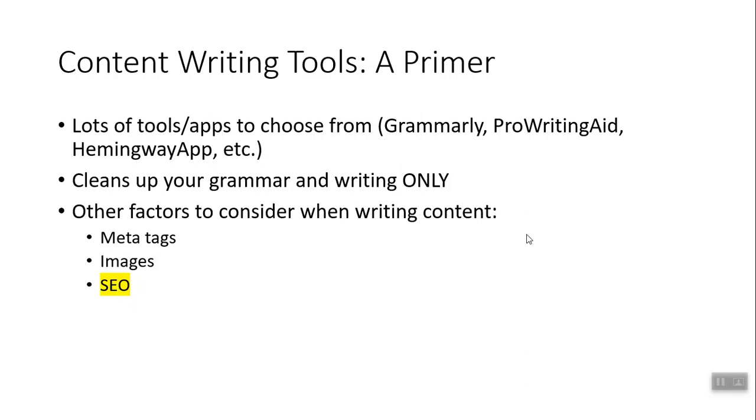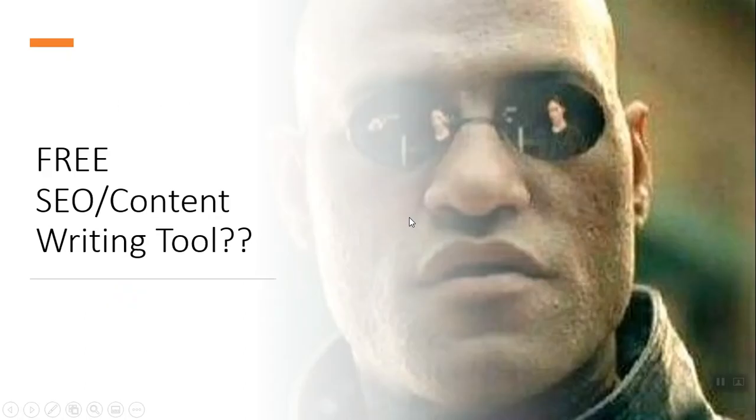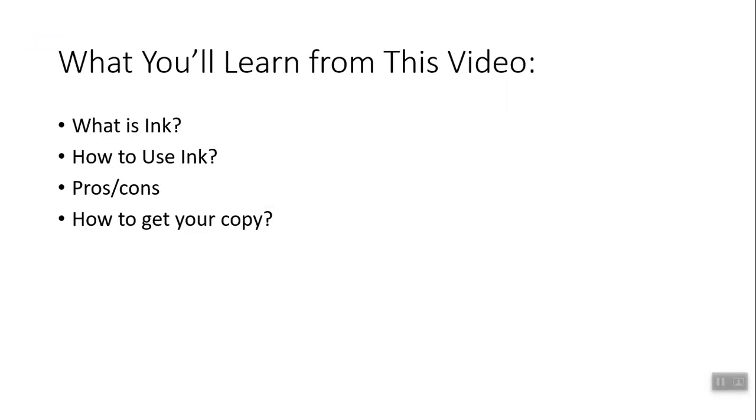But what if I tell you that you can also use a content writing tool that does SEO on the side? Basically, you're writing content similar to Grammarly, in which it will help you identify the errors in your writing. At the same time, it will also give you suggestions on how you can optimize your content to help your clients rank higher for their target keyword. And this is what I'll be discussing in this video.